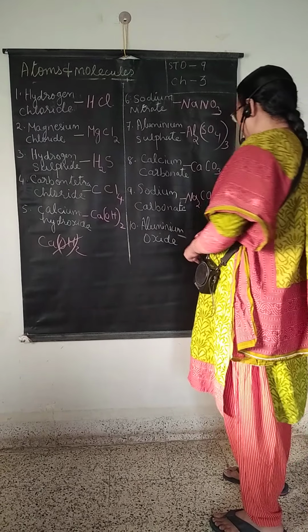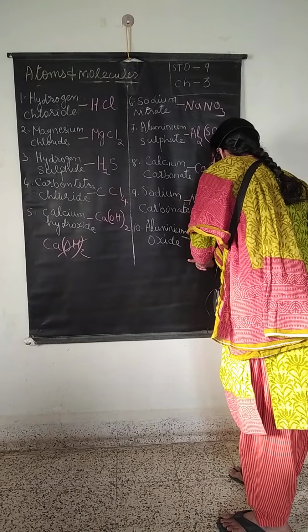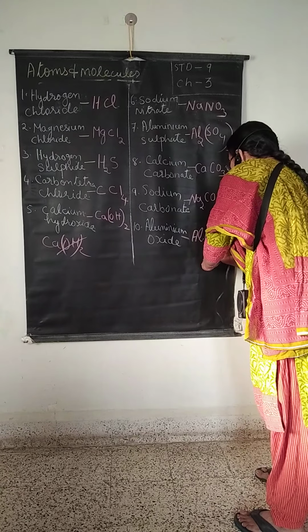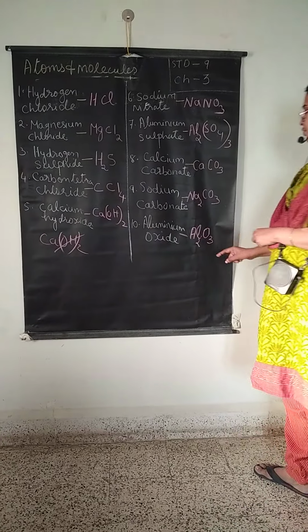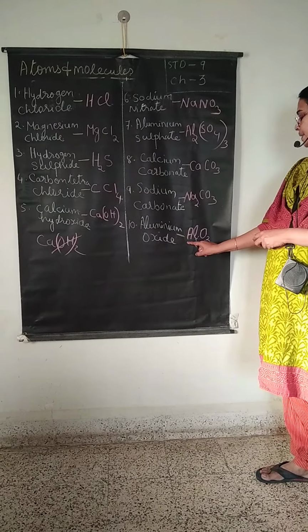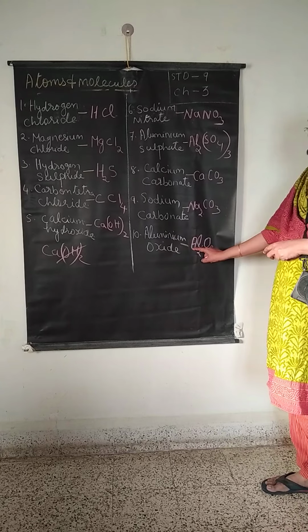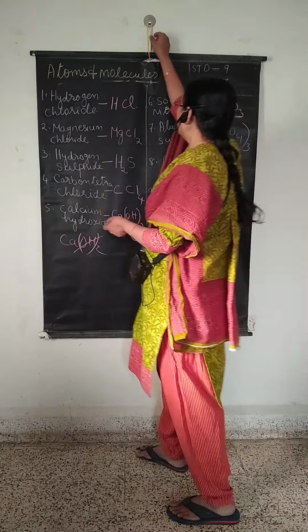Now aluminium oxide, aluminium is Al, oxide is O. The valency of aluminium is 3, it should be written under oxygen. Oxygen valency is 2, it should be written under aluminium. So it is Al2O3. Now we will see some more examples.